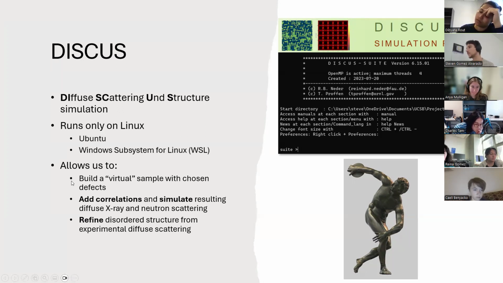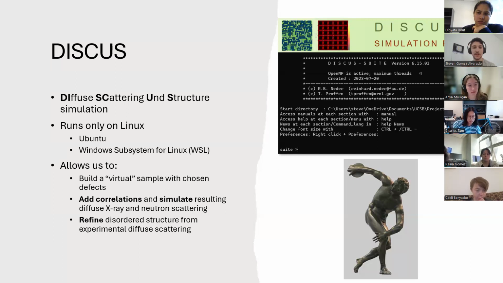This software allows you to write code that builds a virtual sample with chosen defects and chosen disorder, and you can add in correlations and then simulate the resulting diffuse X-ray and neutron scattering. Additionally, you can take experimental data and refine a structure directly from the data, which is also very useful. It allows us not only to simulate the diffuse scattering, but also the DeltaPDF, because we can apply the same transformations that we just walked through to the simulated data.